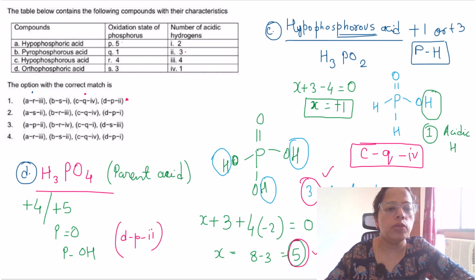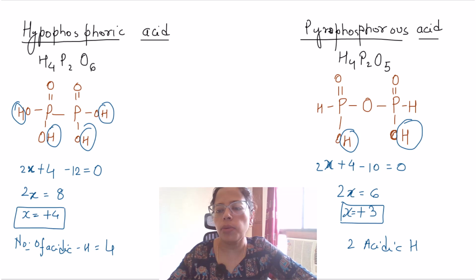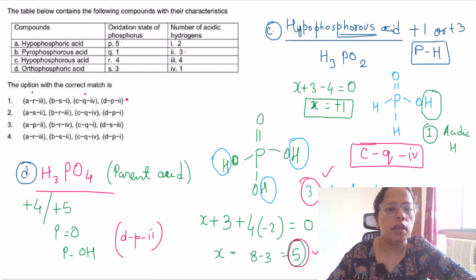Okay, now what about the pyrophosphorus acid? For pyrophosphorus acid, we have oxidation state +3 and 2 acidic hydrogens. So pyrophosphorus acid, that is B. We have +3 oxidation state, so B corresponds to S, and 2 acidic hydrogens, that is 1. So BS1: +3 oxidation state for pyrophosphorus acid and 2 as the number of acidic hydrogens. So we have BS1. Yes, we have BS1 also in the first option.